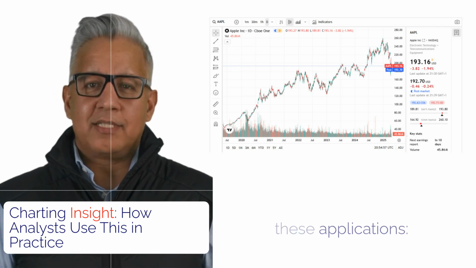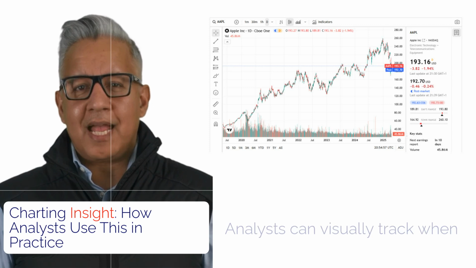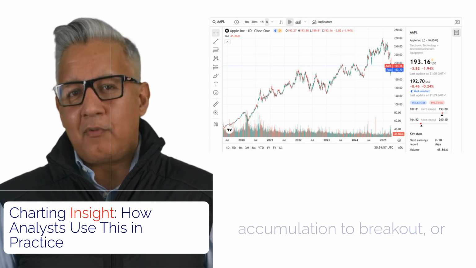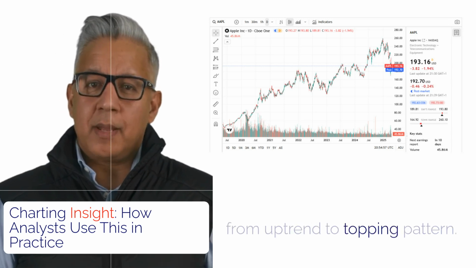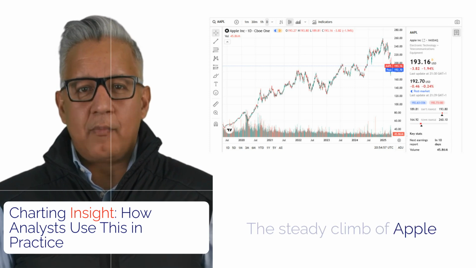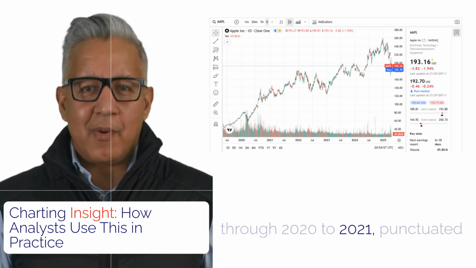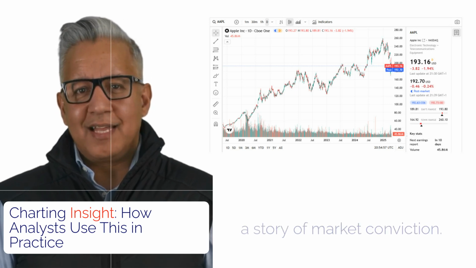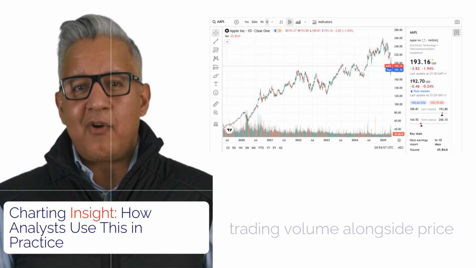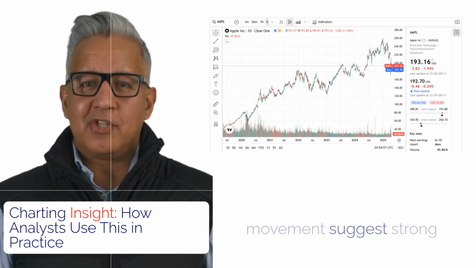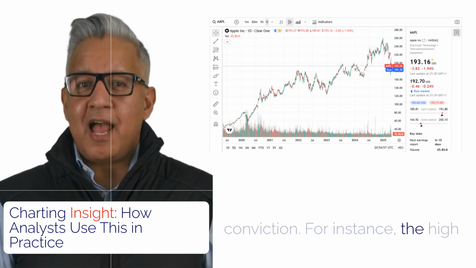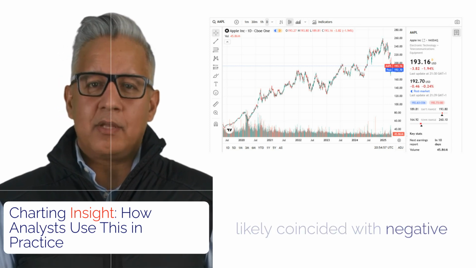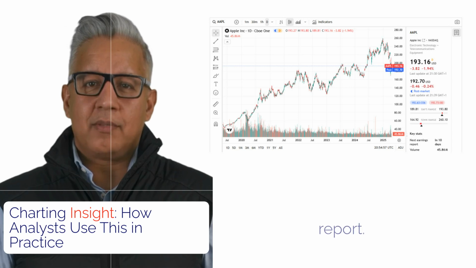Consider these applications. Identifying trends and regimes, analysts can visually track when a stock transitions from accumulation to breakout or from uptrend to topping pattern. The steady climb of Apple through 2020 to 2021, punctuated by periodic corrections, tells a story of market conviction. Volume confirmation, spikes in trading volume alongside price movement suggest strong conviction. For instance, the high volume red candle in early 2025 likely coincided with negative news, possibly a weak earnings report.